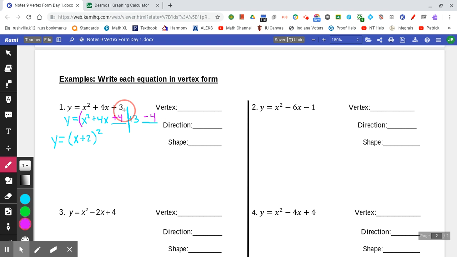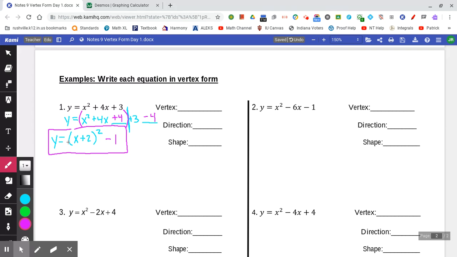So this trinomial factors to be x plus 2 quantity squared. This plus 3 minus 4 is kind of the leftovers. So what we need to do is put the leftovers at the end. So positive 3 minus 4 would give us negative 1. And now we have our equation in vertex form.